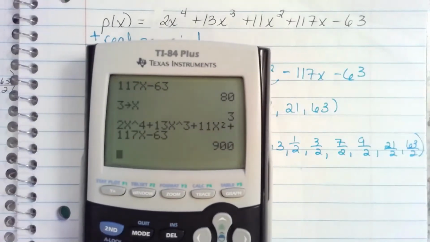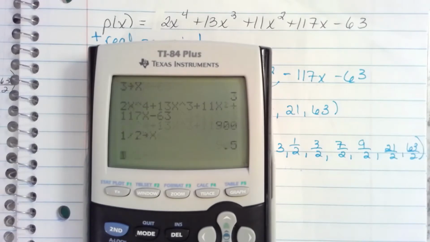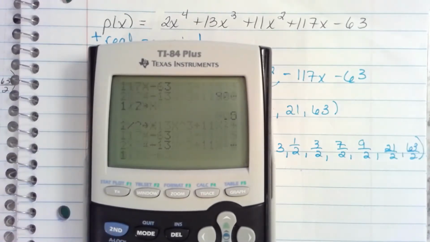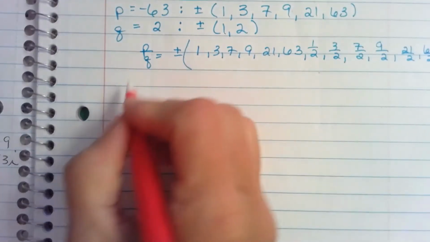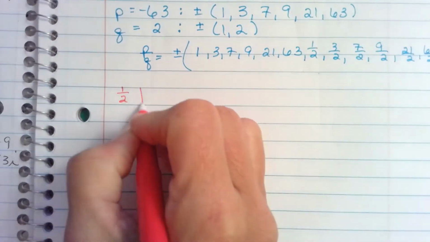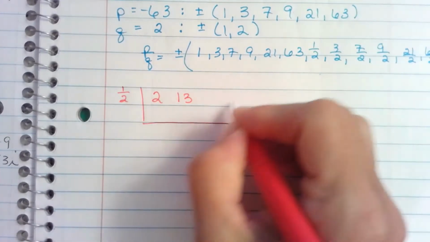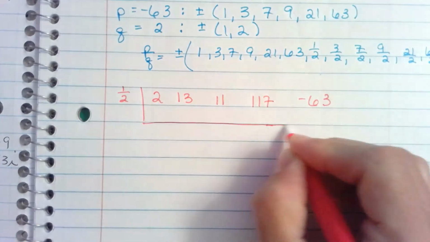I think what I want to do is try the 1/2. So 1/2 store x, enter. And then we test, oh, we get 0. So this is a good thing. We stop, we try the 1/2 in our synthetic division. So we have 2, 13, 11, 117, and negative 63.